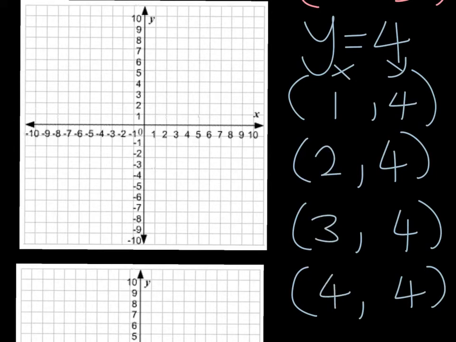And then it's just down to the plotting. So same techniques, 1 across, 4 up. That's that point there. Then it says 2 across, 4 up. Then I've got 3 across, 4 up. And finally 4 across, 4 up. So as you can see again, we're creating a straight line, but this time it's going in a different direction. So this time our straight line is in this position there.